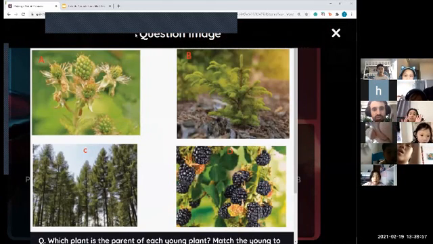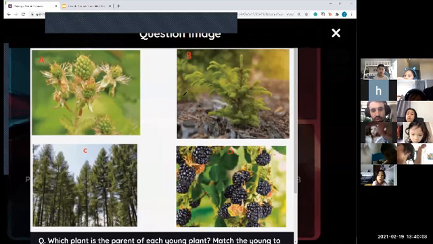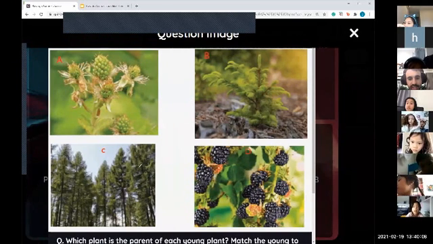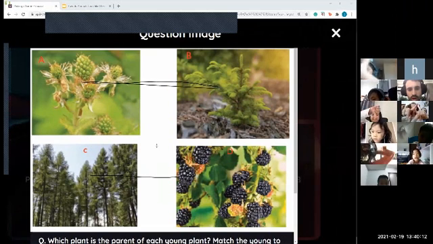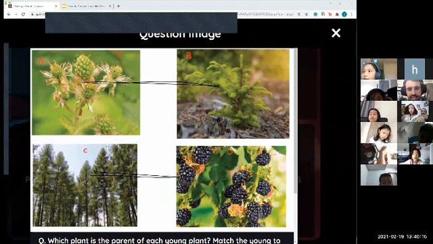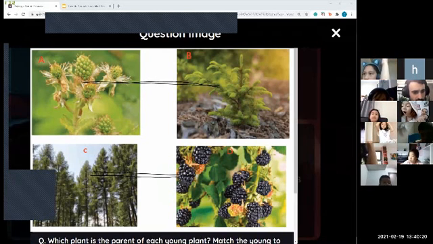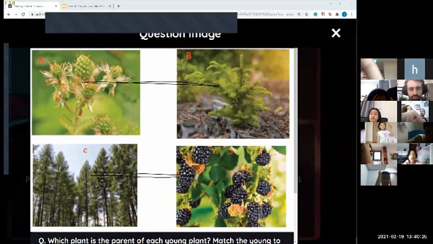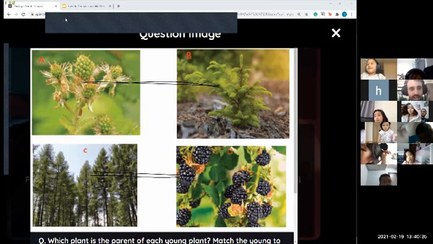So let's see if those are right. A and B and C and D. So let me match those. Boom, A and B and C and D. Does this look correct? Did Mr. Connor match them correctly? Yes or no? I'm going to ask everyone to unmute and tell me if I got it correct. Yes or no? No. No. You guys said I got it wrong.